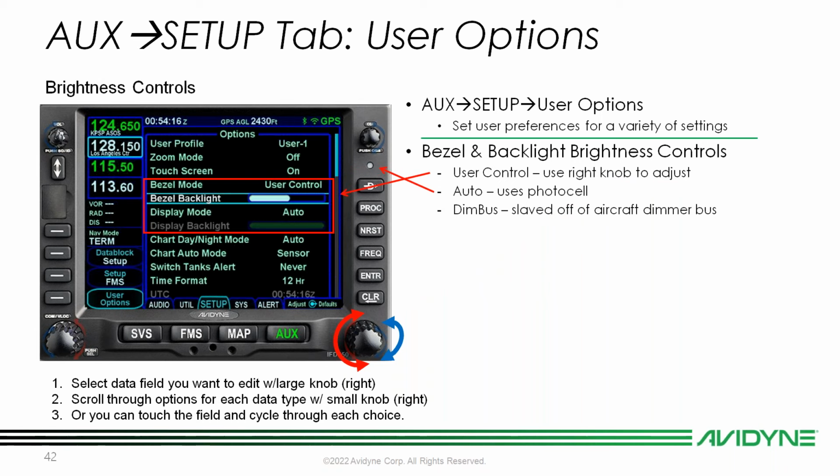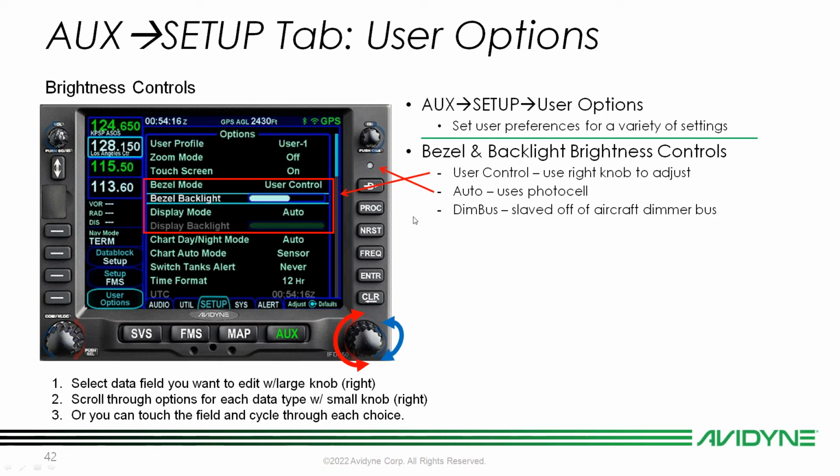Bezel and backlight controls. We've got a couple of different options for this as well. If we have it set for user control, we're going to use that right knob to adjust. First we'll select bezel mode. If we have that selected to user control, then we'll see this slider here. And then we can use our knob to go down here, touch the screen, and then slide that left and right to adjust both the bezel brightness and the screen display. So bezel is going to control the backlighting on your buttons, and then the display mode is going to be for your screen itself.